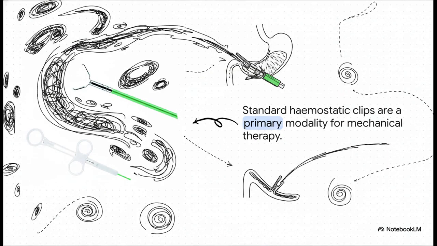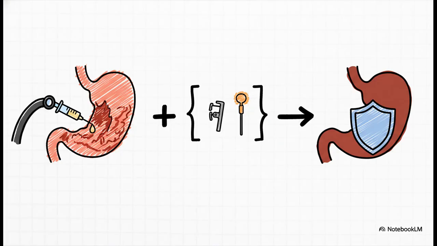So, when you encounter those high-risk stigmata, mechanical therapy with through-the-scope clips is one of your primary modalities. These devices are especially effective for controlling that localized bleeding from sources like a visible vessel in an ulcer base or something like a Dieulafoy lesion. And this is a crucial Class 1 recommendation, so let's be very clear.